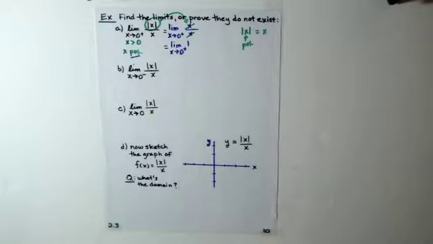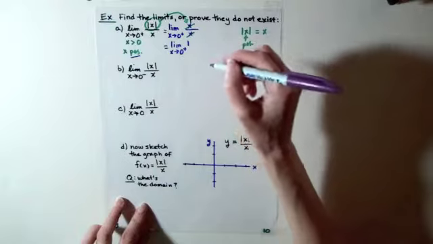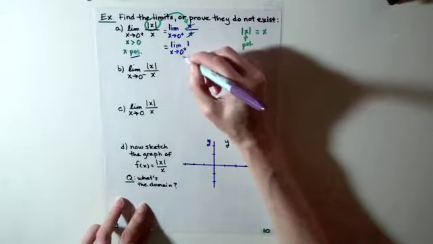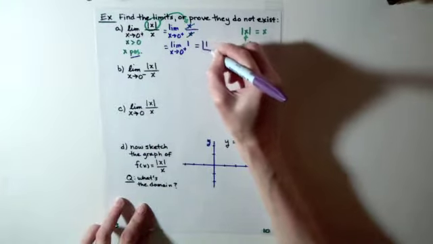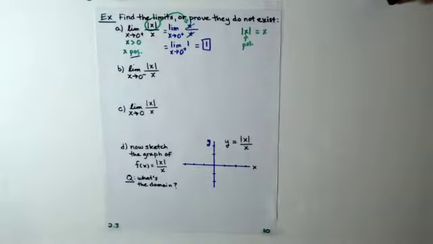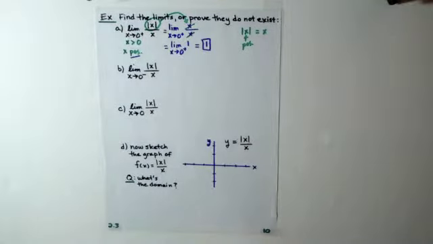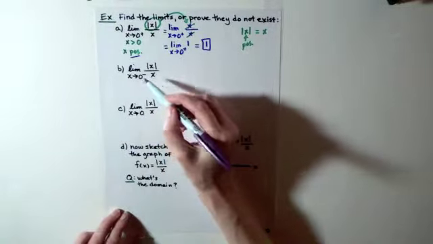Well, what's the limit of a constant? That was one of our building block limits. The limit of a constant is just equal to that constant. So the limit as x approaches 0 from the right of 1 is just equal to the number 1. So the limit of my original function, absolute value of x over x, as x approaches 0 from the right, is equal to 1. All right, let's look at the limit as x approaches 0 from the left.